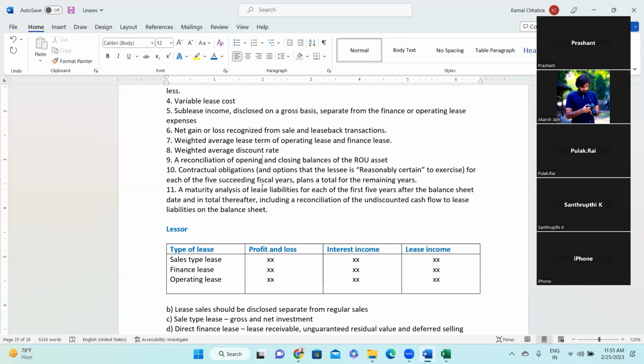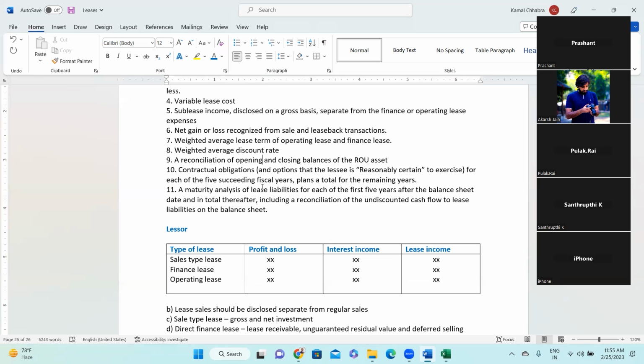Tenth point is contractual obligation. If there is any contractual obligation, or an option that the lessee is reasonably certain to exercise, for each of the five succeeding financial years, and then the total for the remaining years. So you need to disclose if there is any contractual obligation in the lease arrangement. Then what is that contractual obligation and how much will it cost you? That you need to disclose.